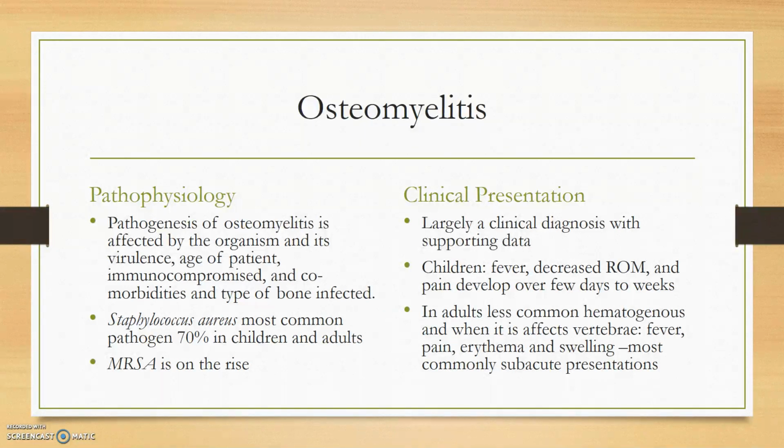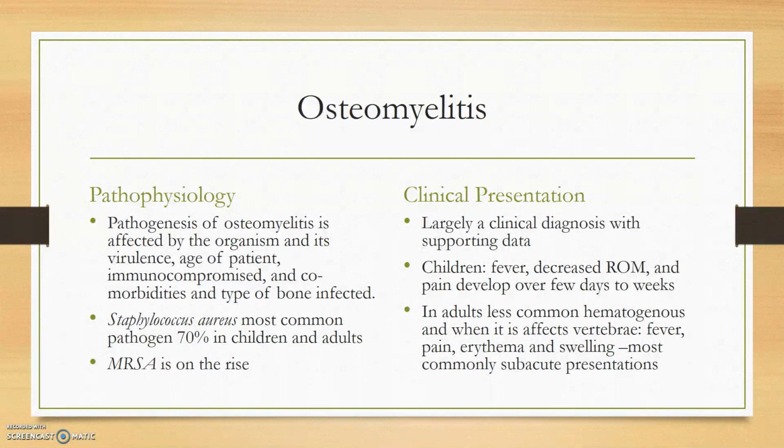Staphylococcus aureus is the most common pathogen, 70% in children, and it's also the most common pathogen in adults. Unfortunately, we know that methicillin-resistant Staphylococcus aureus is on the rise, and we always have to keep that in mind as how important it is for those cultures to be obtained. So clinically, the presentation is largely a clinical diagnosis with supporting data. So you have to be a good history taker, like we always say.